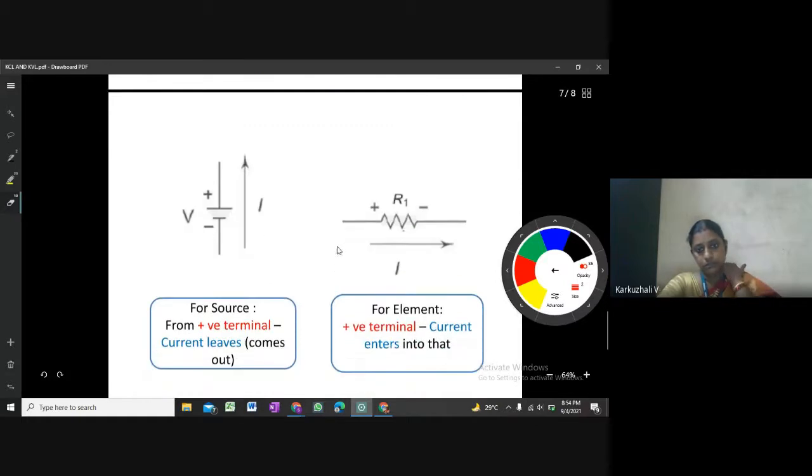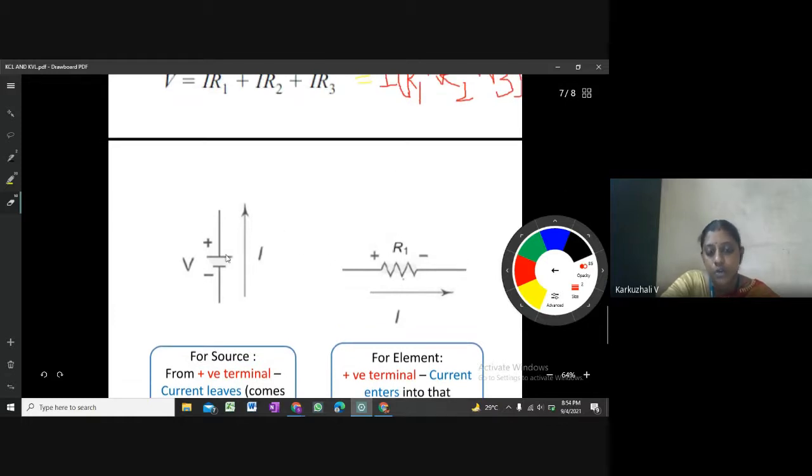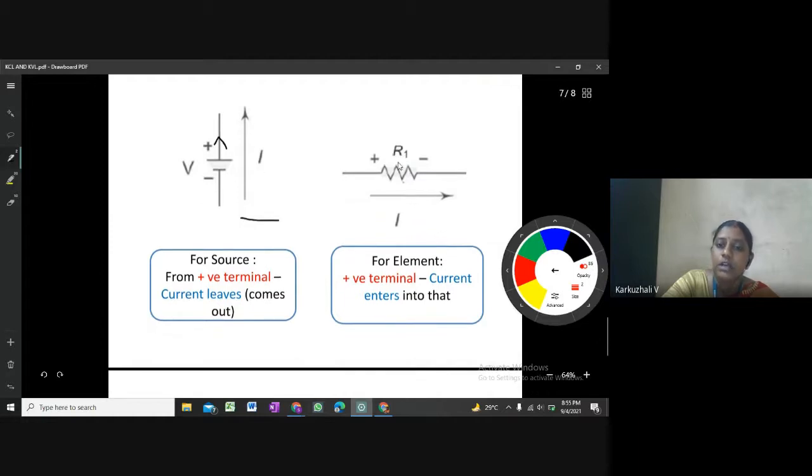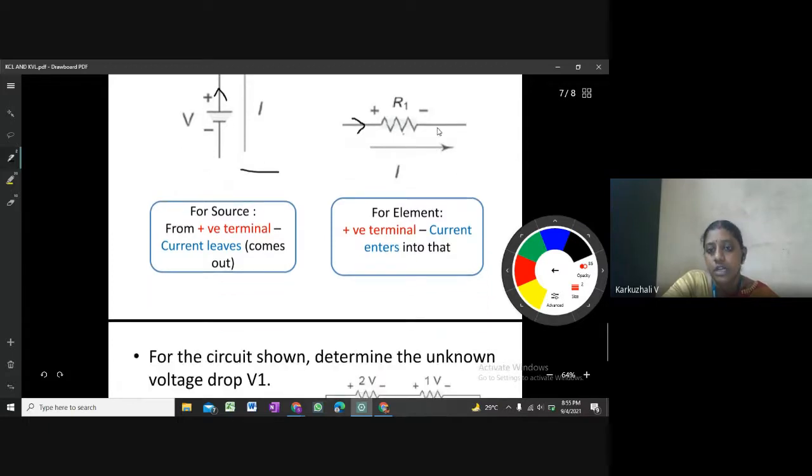So for the source, current always flows from higher potential to lower potential. Whenever there is a circuit, we always write that the current flows from higher potential to lower potential. Positive is the higher potential and negative is the lower potential. So wherever the voltage source is, the current direction has to be assumed that the current leaves the positive terminal and reaches the negative terminal. Similarly for a resistor, the current enters the positive terminal and leaves the negative terminal.